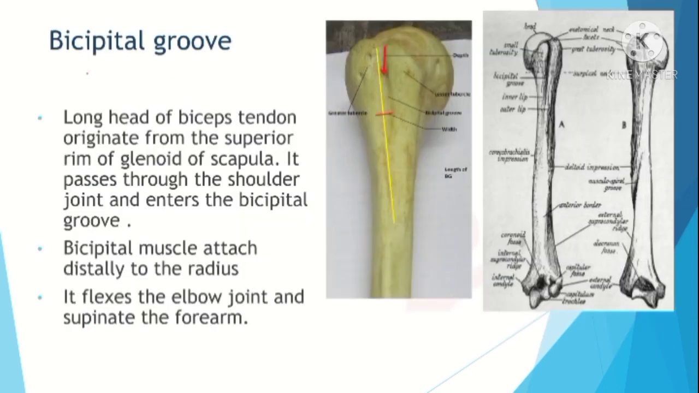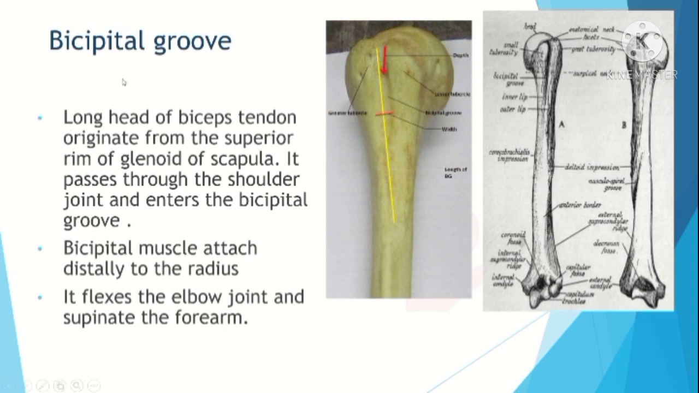The bicipital groove. Bicipital groove is the region between both tubercles. Why is it called the bicipital groove? We will learn in this topic. Bicipital groove is the region between the greater tuberosity and the lesser tuberosity. Now let's learn the reason behind that: why it is called the bicipital groove.